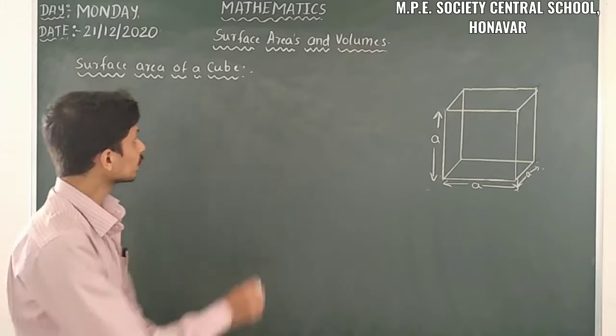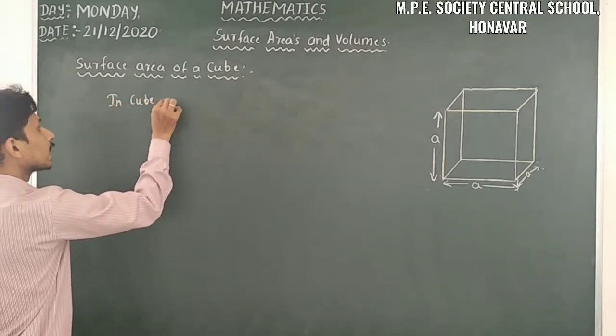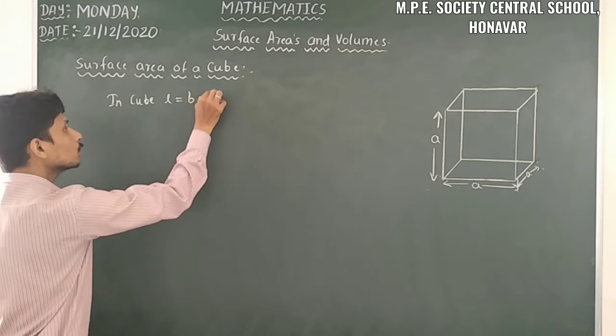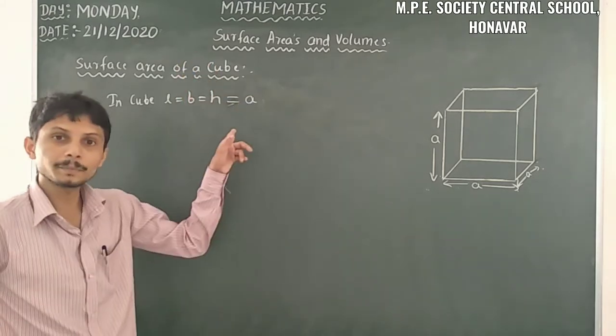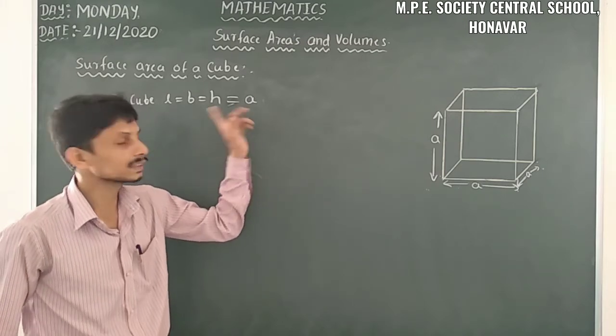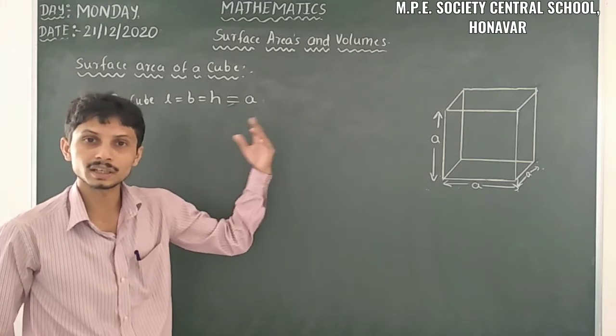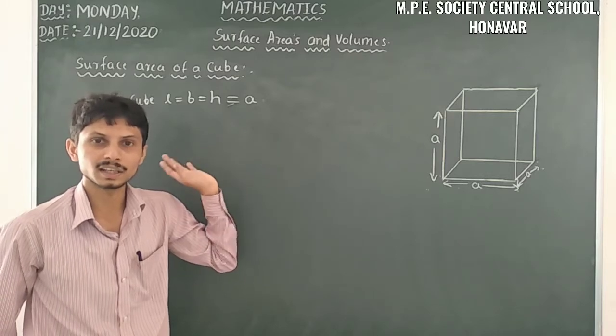That means here in a cube, L is equal to B is equal to H is equal to A. A means any side, any measurement you can take, it is A. You can take B also, you can take only L also, it is possible. But here we are considering A.